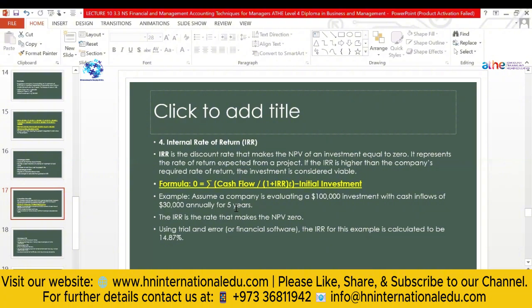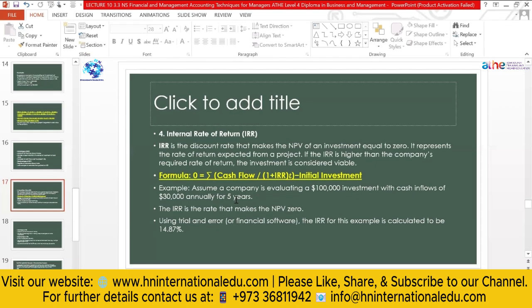If the IRR is higher than the company's required rate of return, the investment is considered viable. What it means is, if the internal rate of return is, let's say, 10, 20, 30, 40, and the company said that the rate of return must be 50, so what is it? This investment is going to be win-win. We will definitely opt for this.